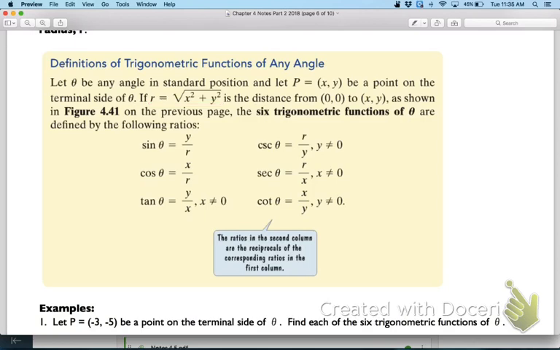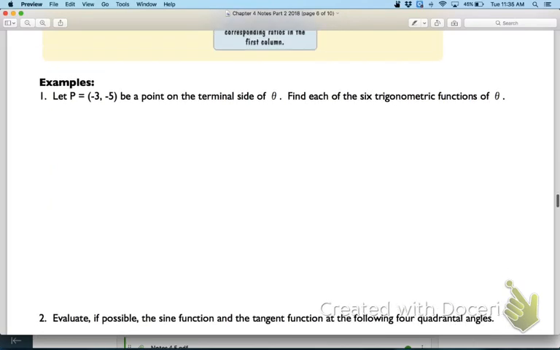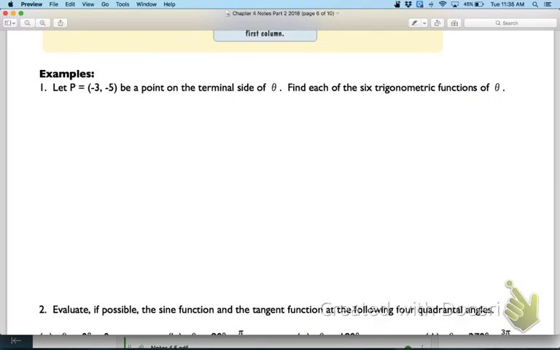So here is how we have to adjust our process a little bit if that is the case. So we have the point P, which is (-3, -5), and that's on the terminal side of angle theta. We want to find each of the trigonometric functions of theta. Notice they did not tell us that we were on the unit circle, so we never want to assume that that is the case.